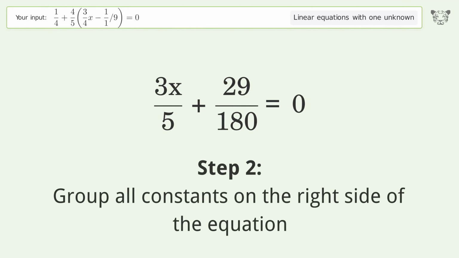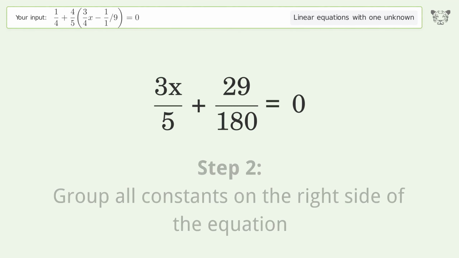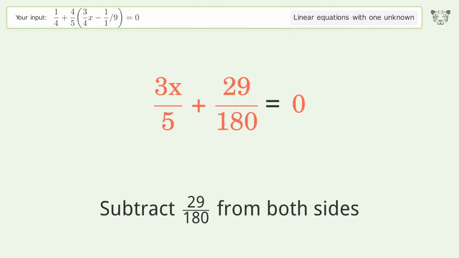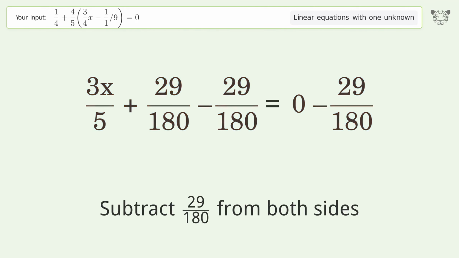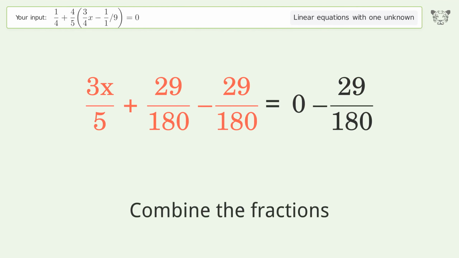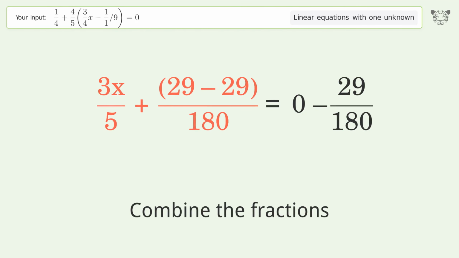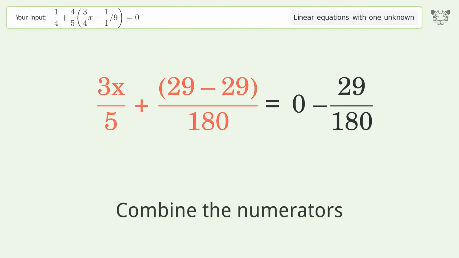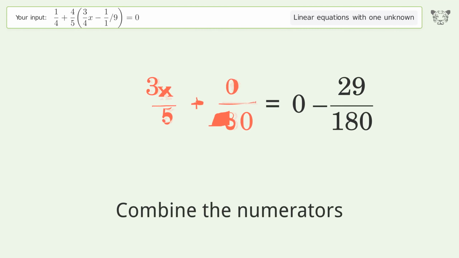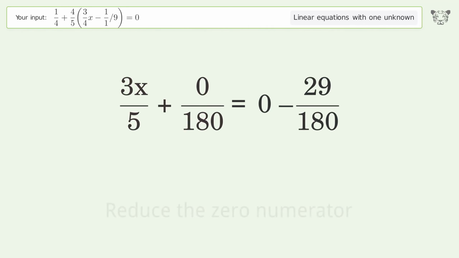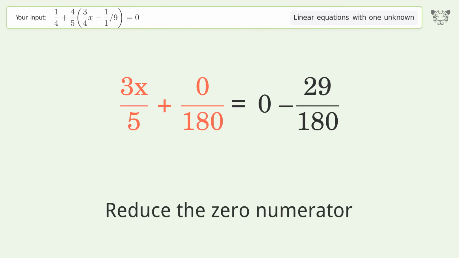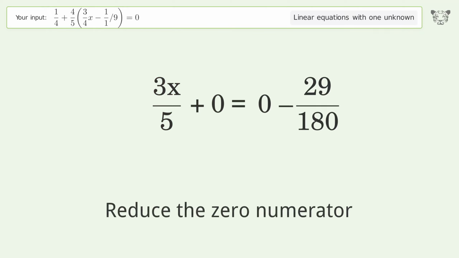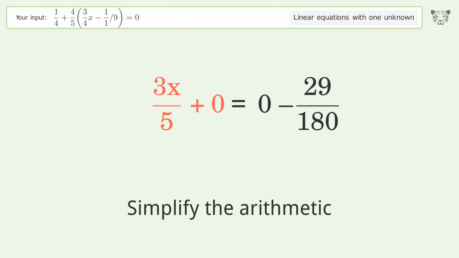Group all constants on the right side of the equation. Subtract 29/180 from both sides. Combine the fractions. Combine the numerators. Reduce the zero numerator. Simplify the arithmetic.